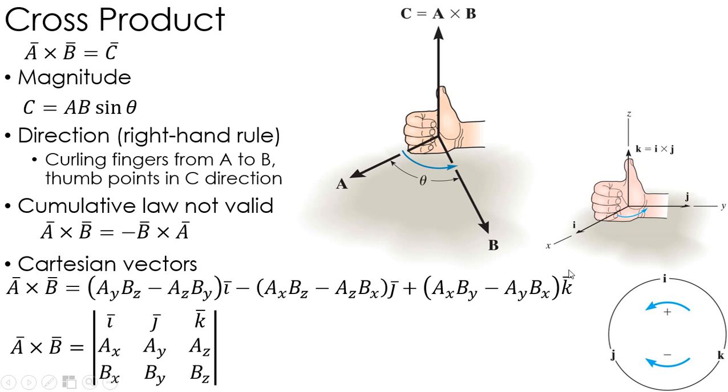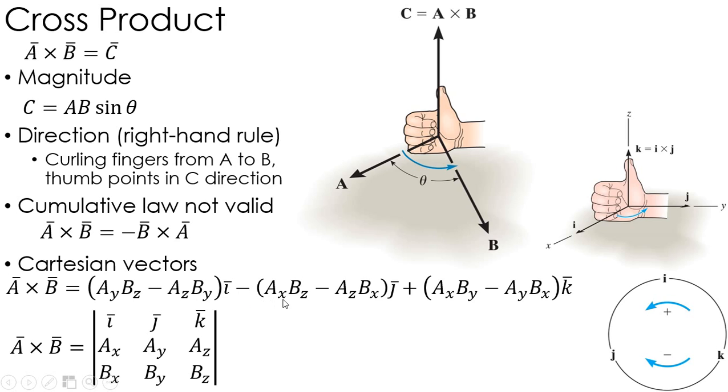So again, if I put my right fingers in the j, curl them up towards the k vector, my thumb is going to point in that x direction, or that i direction. And then the converse of that is going to be negative. Okay, notice this negative sign.